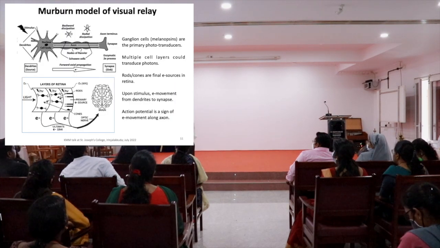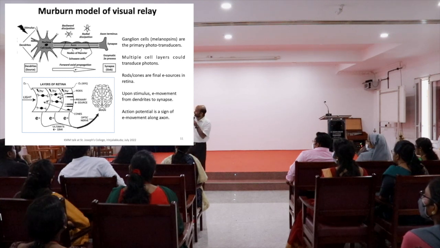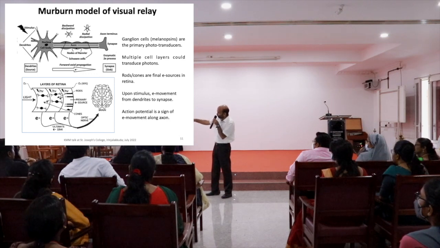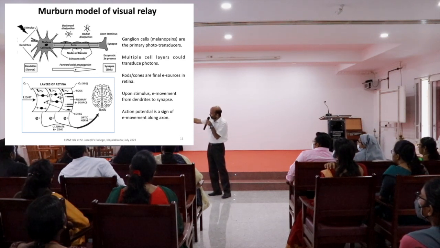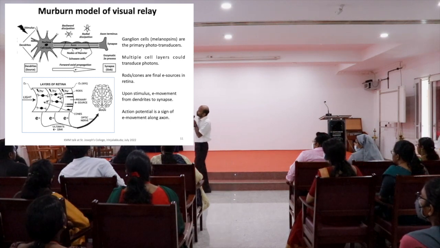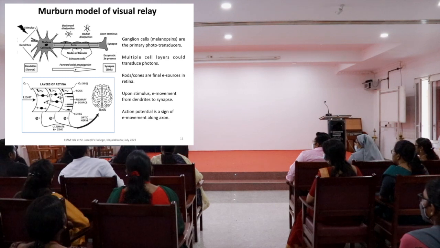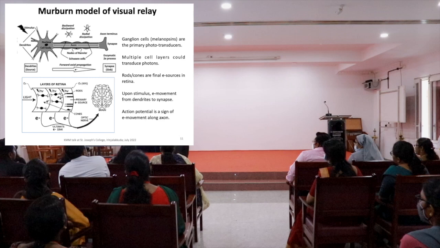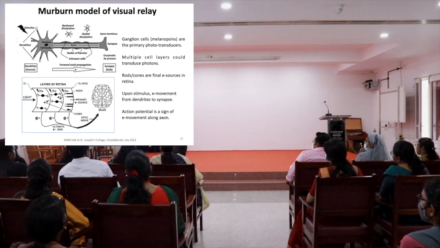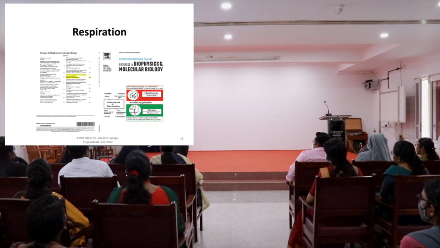So that's what is written here. Ganglion cells and all multiple cell layers could transduce photons. Rods and cones are ultimate sources of electrons. The electrons move along this way from dendrites to synapse. All right, that's the signal. Otherwise, earlier it was sodium-potassium movement. So that brings me to half of my talk.